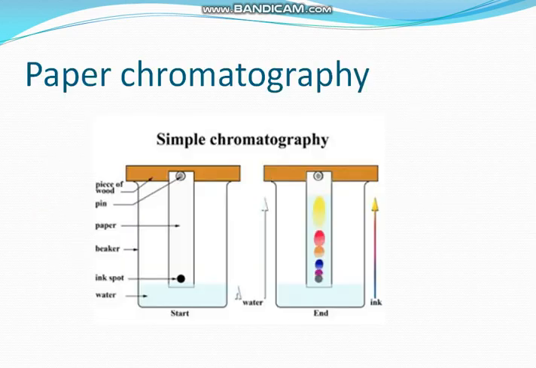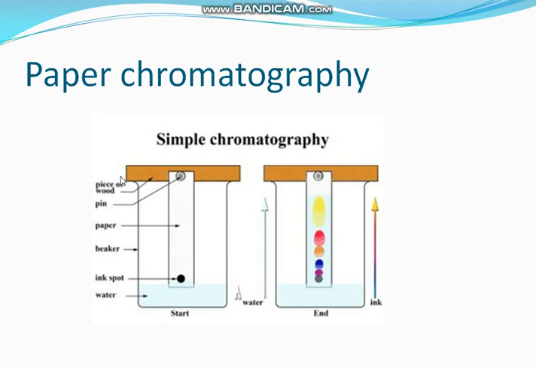Next, moving to paper chromatography. Here we can see a simple paper chromatography example. The first jar contains water, and one paper is just dipped into the water. Then we can see one ink spot at the bottom part. Then what happened, the next diagram.